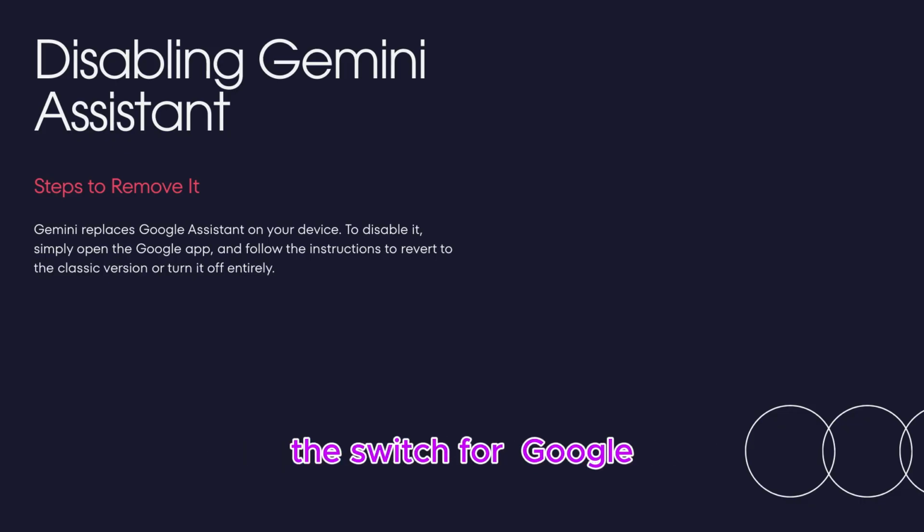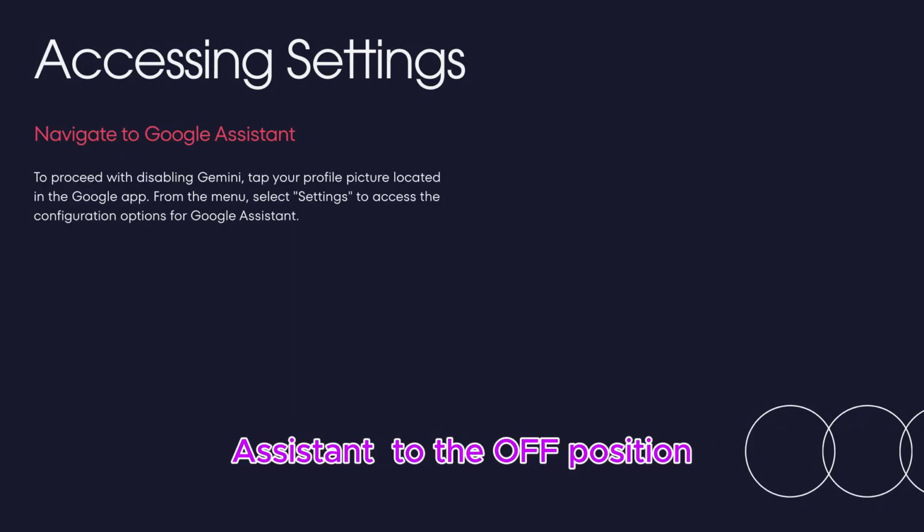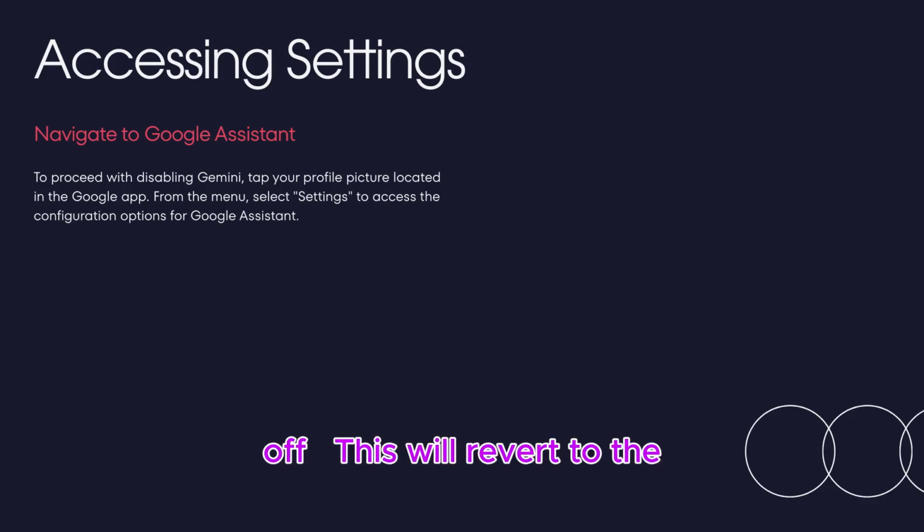Toggle the switch for Google Assistant to the off position. Confirm by tapping Turn off. This will revert to the classic Google Assistant or disable it entirely.